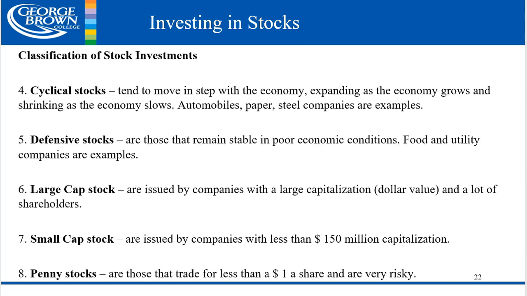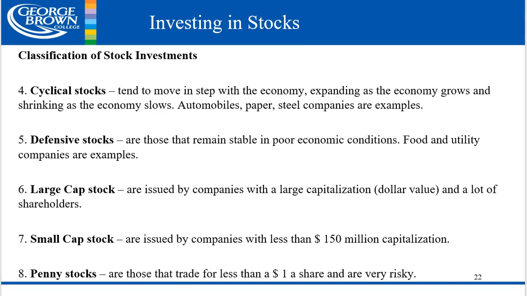Okay. So carrying on with our 8 classifications of stock investments, number 4 is cyclical stocks. Cyclical stocks tend to move in step with the economy, expanding as the economy grows and shrinking as the economy slows. So automobiles, paper, steel companies are examples. Number 5, defensive stocks are those that remain stable in poor economic conditions. Food and utility companies are examples.